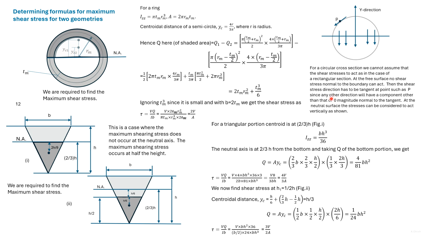The moment of inertia of a triangular section is given as Bh cubed by 36. In order to find the shear stress at the neutral axis, we need to find the Q of this dark shaded area. Q is area into centroidal distance. Area here is 2/3 b into 2/3 h divided by 2.